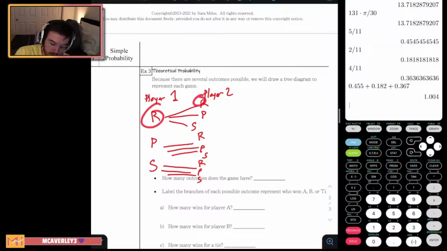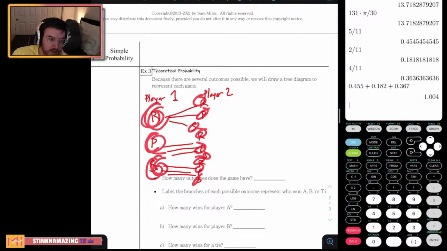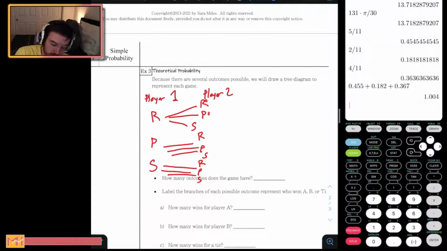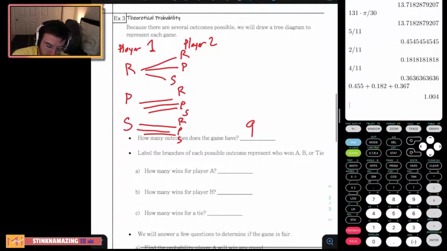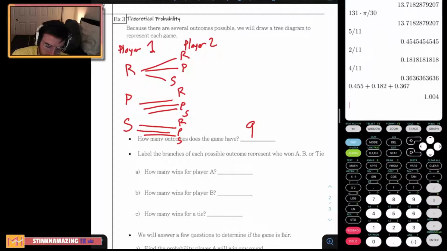It could be rock versus rock, rock versus paper, rock versus scissor, paper versus rock, paper versus paper, paper versus scissor, scissor versus rock, scissor versus paper, scissor versus scissor. There are 1, 2, 3, 4, 5, 6, 7, 8, 9 possible outcomes. How many outcomes does the game have? 9. There are 9 ways a game of rock, paper, scissors can be produced. Okay? So label the branches for who won or tied.